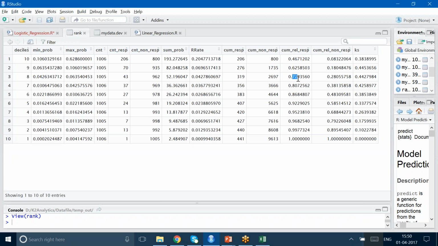Making sense? So from a rank ordering perspective, I can say my model is doing good. I've covered one of the important statistics.